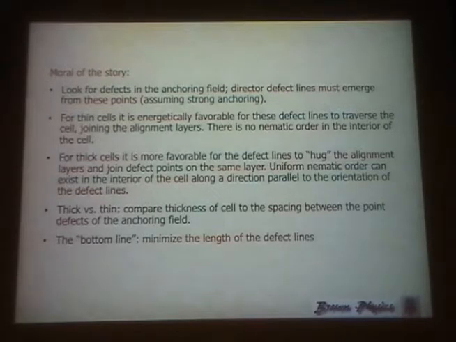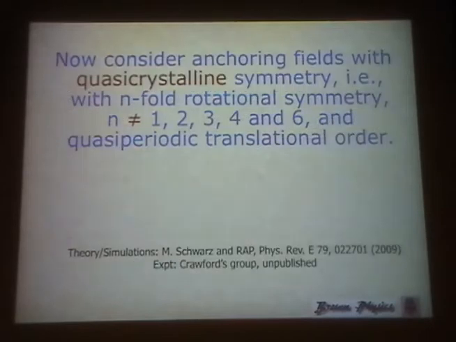If you really want a one-line summary, what's the whole story here? The whole story is: minimize the length of the defect lines. That's a way to summarize thick and thin. And again, that just means you're trying to pay the least cost of energy. All right, so that's the moral of the story. So now what I'm going to do in the remaining time is turn to the quasicrystals and try to play out this analysis as much as I can. As you'll see, it's not quite as straightforward, but I'll show you at least what we've tried to do.